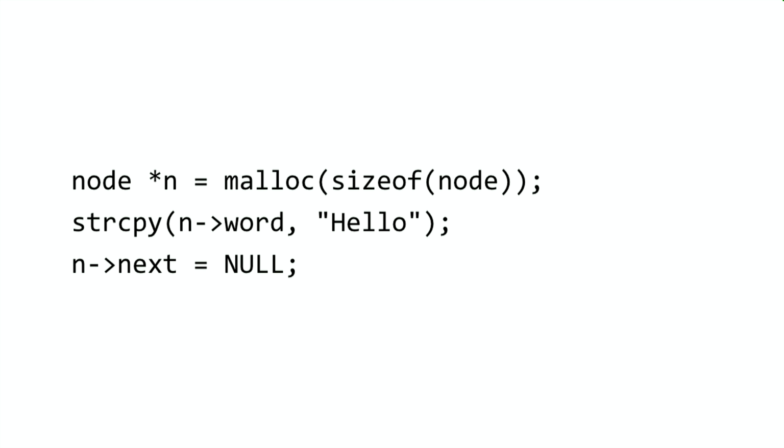In order to set the next pointer, if I knew what the next node was, I could set it right away. But if I don't know, I could just set it to null. N arrow next equals null means right now nothing comes after this particular node. Of course, in a linked list, some of these nodes are going to have other nodes that are the next node in this sequence of elements inside of the linked list.